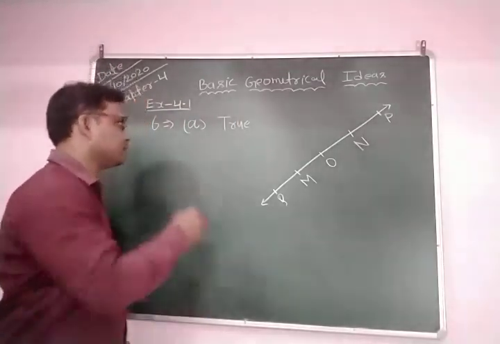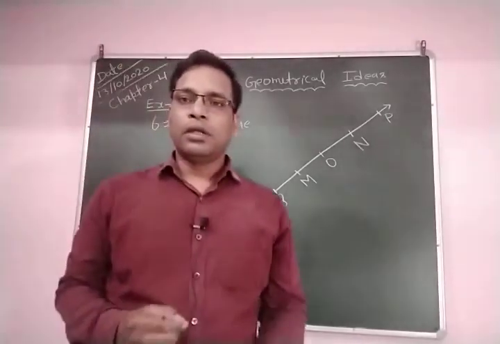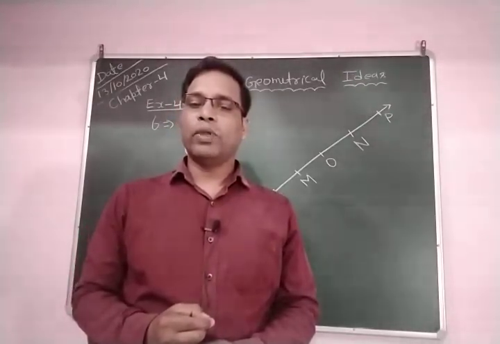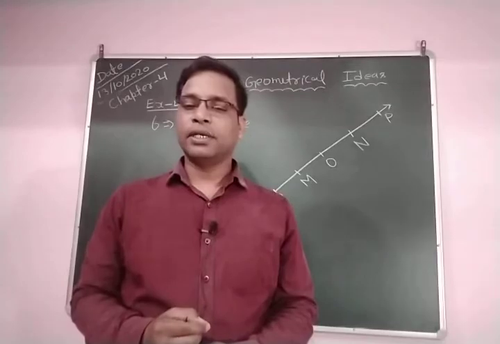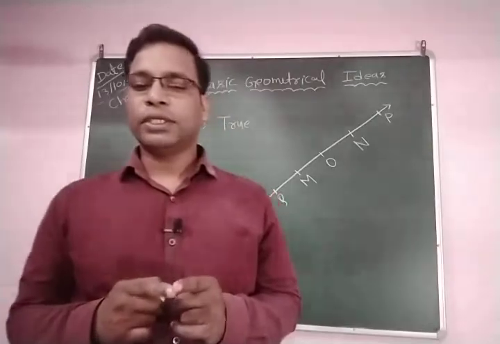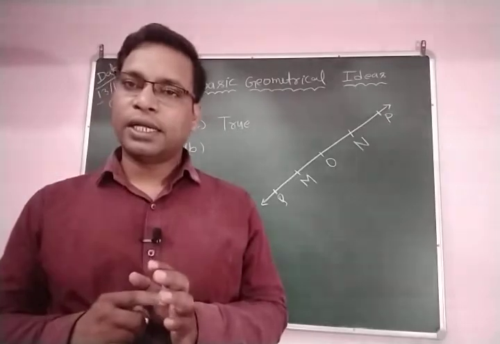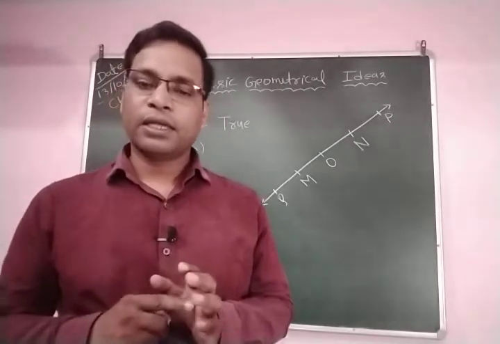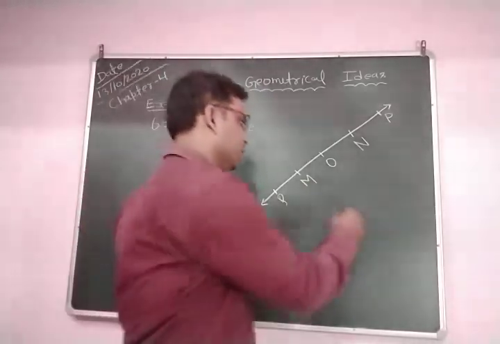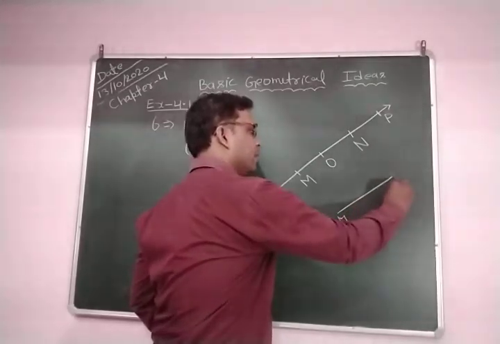Now B part. In the B part of this question, M, O, N are the points on the line segment MN. Here the question discusses a line segment, not a line. So what is a line segment? This is line segment MN.